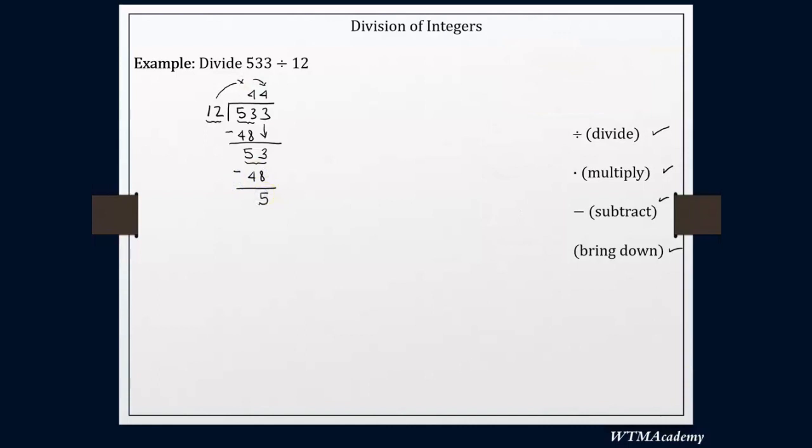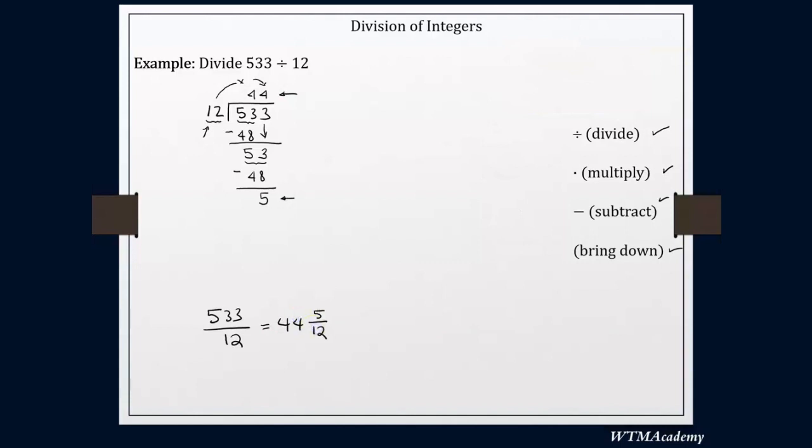Now, how did we know that we couldn't continue anymore? It's because we didn't have anything else to bring down. So then we stopped. What did that mean for us? It just means that 533 divided by 12 is going to be the quotient, that's 44, and then a fraction of the remainder divided by the divisor. So 5 over 12. And that was our answer.